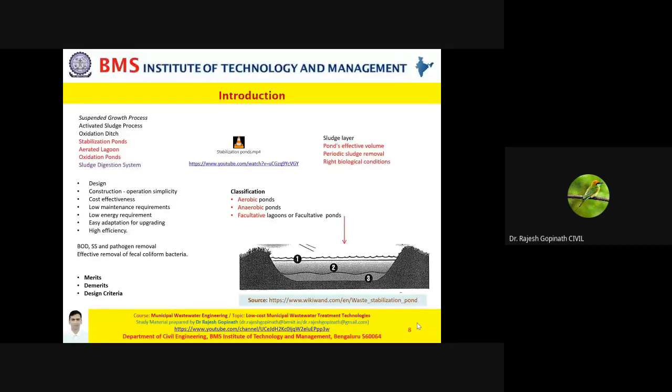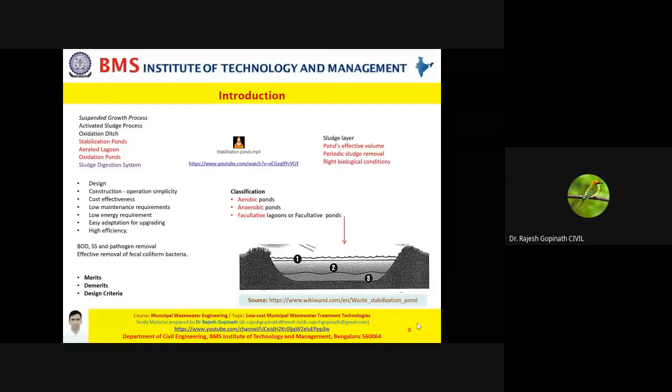Now, when we speak about low-cost wastewater treatment, we are basically discussing suspended growth processes, very similar to what we had discussed in the activated sludge process and in the recently discussed oxidation ditch. So today, my friends, we will be discussing stabilization ponds, aerated lagoons, and oxidation ponds. Please note that from literature to literature, from textbook to textbook, from journal to journal, the words pond and lagoon have been used alternatively.